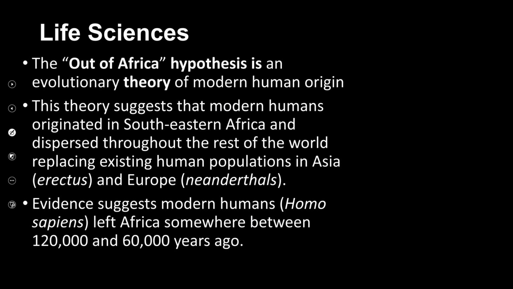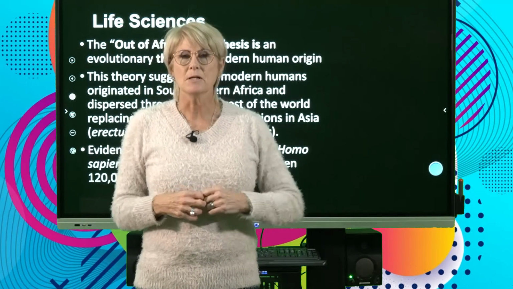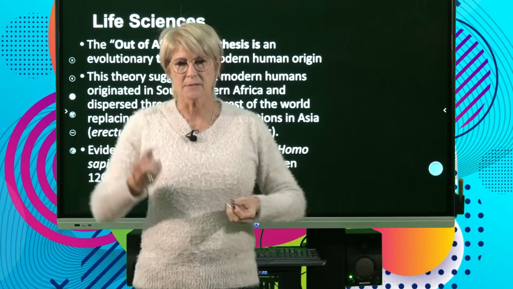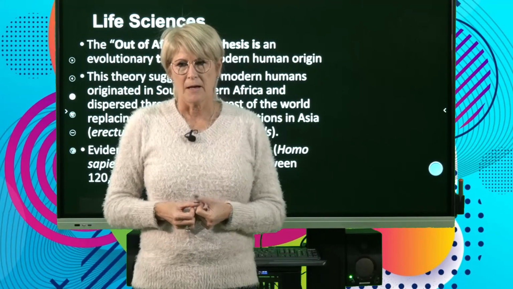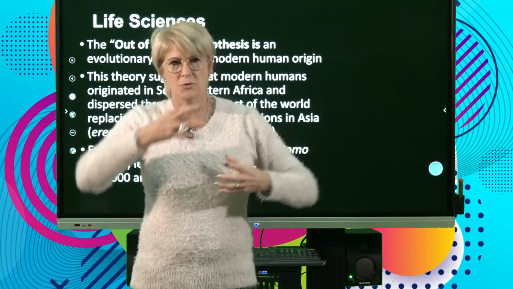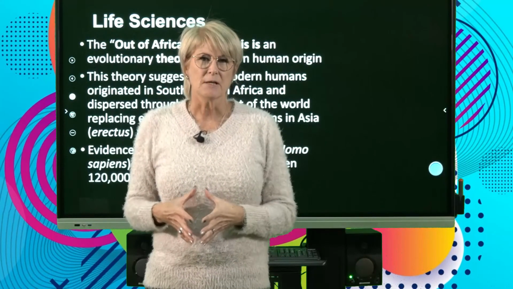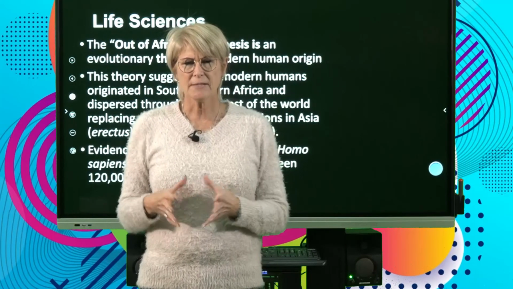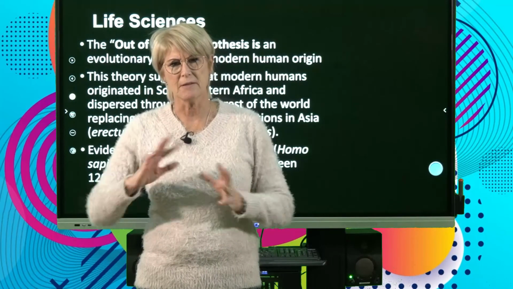Okay, so there are two different theories. The one is called the multi-regional theory, where they believe that humans emerged or evolved in different regions all over the world. And then there's the theory for which there is a lot of evidence, that we call the out of Africa hypothesis.